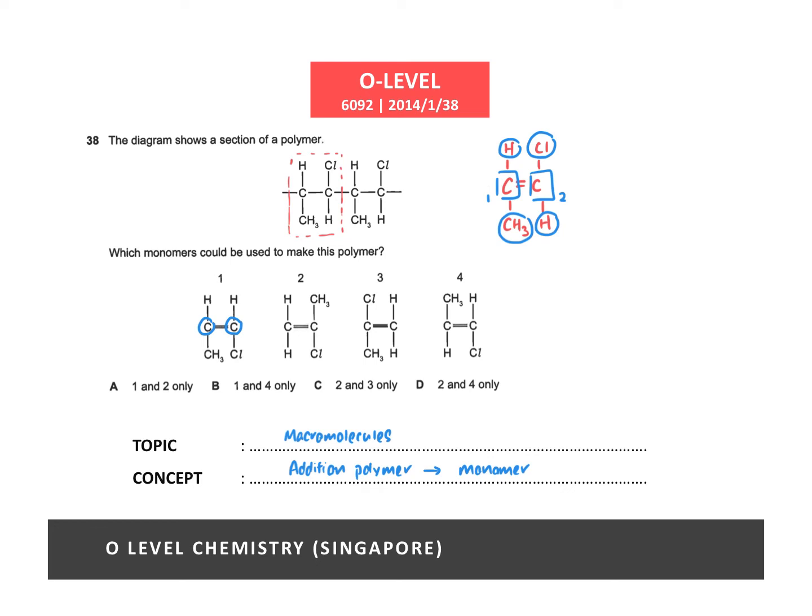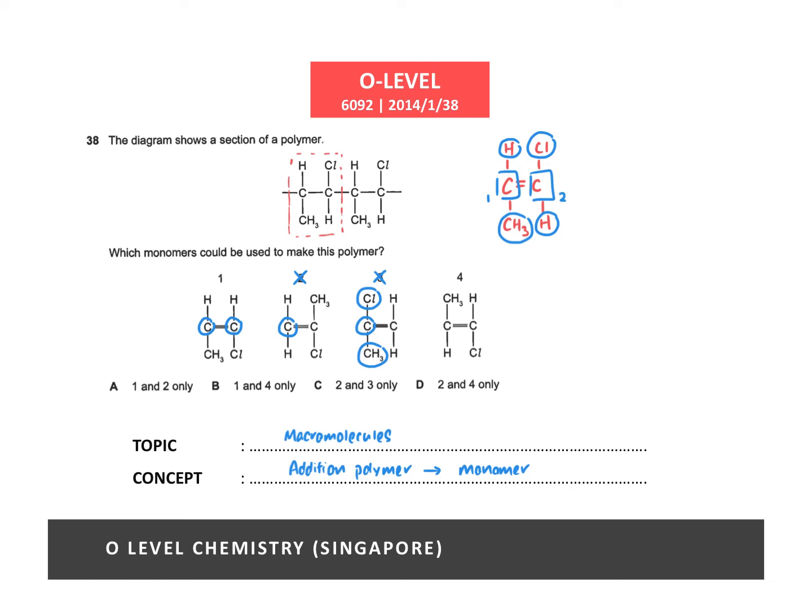Monomer number 2, we can see that carbon number 1 is bonded to 2 hydrogens. From there we can tell that monomer number 2 does not have the same structure as the monomer that we have just drawn. Along the same lines, if you look at structure number 3, carbon number 1 is bonded to a methyl group as well as a chlorine. So once again, if you look at the structure of the monomer that we have drawn, we don't have a carbon that is bonded to a methyl group as well as a chlorine. So monomer number 3 would have a different structure from the monomer that we have drawn.